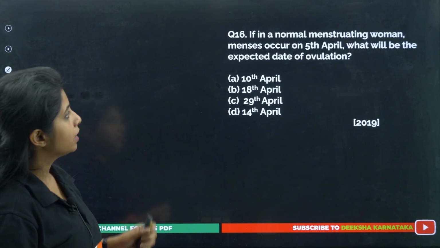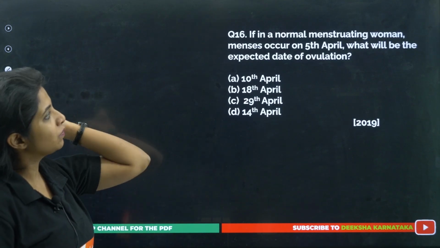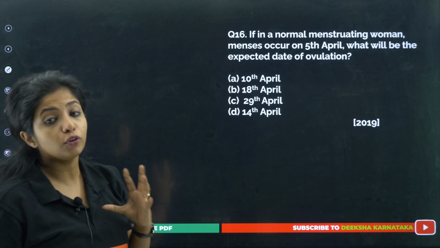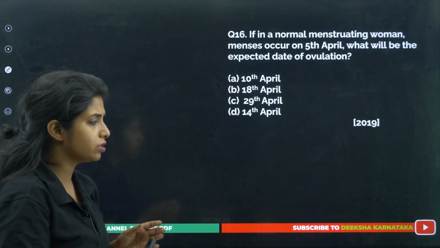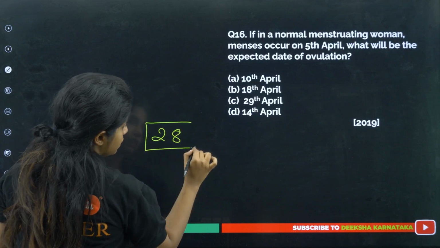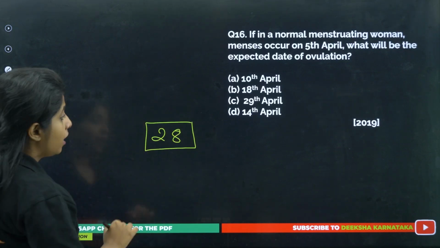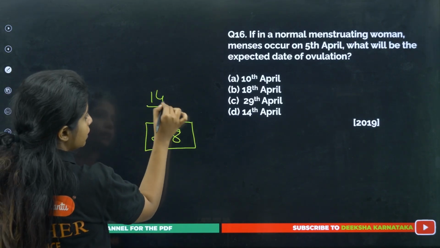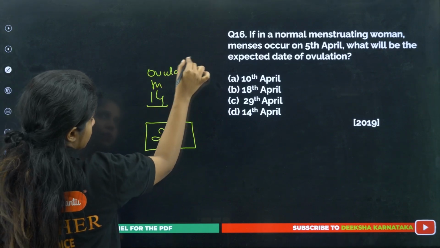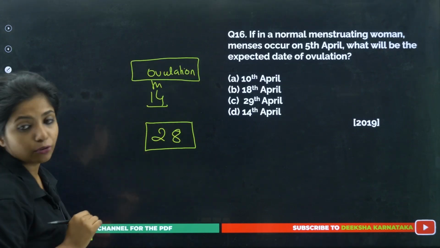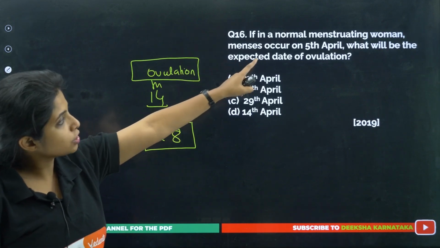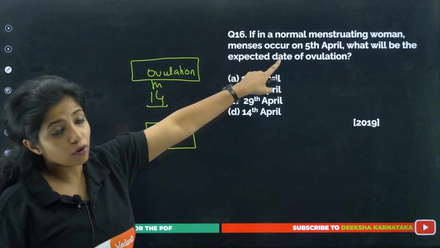Next question. If in a normal menstruating woman, menses occurs on 5th of April, what will be the expected date of ovulation? So basically children, I say the menstrual cycle is of 28 days, and we say approximately on the 14th day ovulation occurs. Approximately on the 14th day ovulation occurs. Now menstruation or menses was occurring on 5th April.